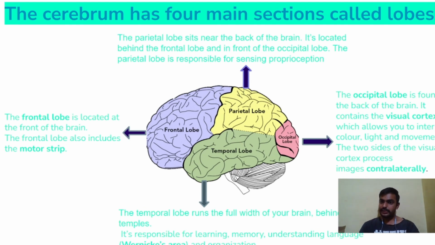The occipital lobe is found at the back of the brain. It contains the visual cortex, which allows you to interpret color, light, and movement. The two sides of the visual cortex process images contralaterally. The temporal lobe runs the full width of your brain behind your temples. It is responsible for learning, memory, understanding new languages, and organization.